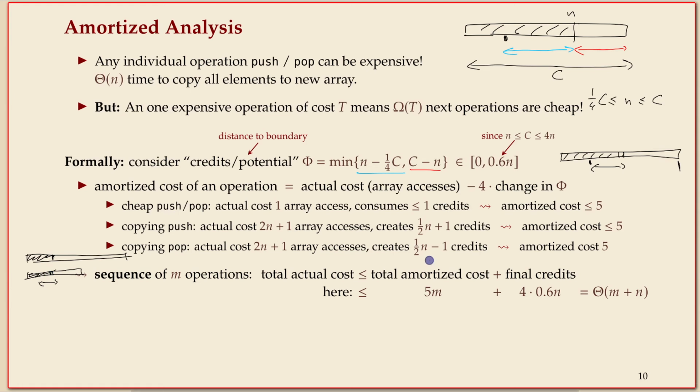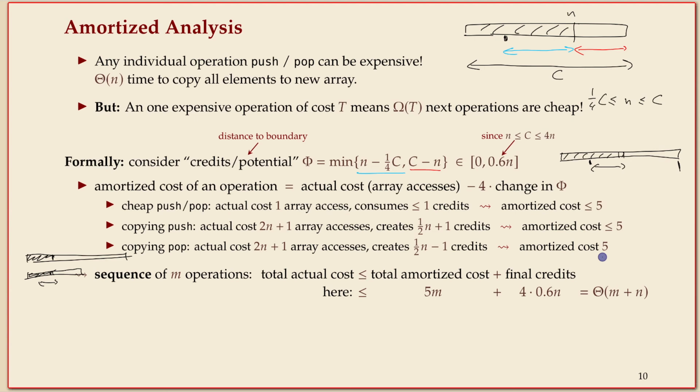But the same argument, the real cost is 2n. You have n elements in there. You have to copy them both, plus 1 more that you cancel out. And the credits were 0. Potential was 0 before, and it's roughly half n afterwards. You multiply that by minus 4, the 2n cancels, and what remains is again 5. So the magic at this point was, in all cases, the amortized cost was bounded by 5, a constant.